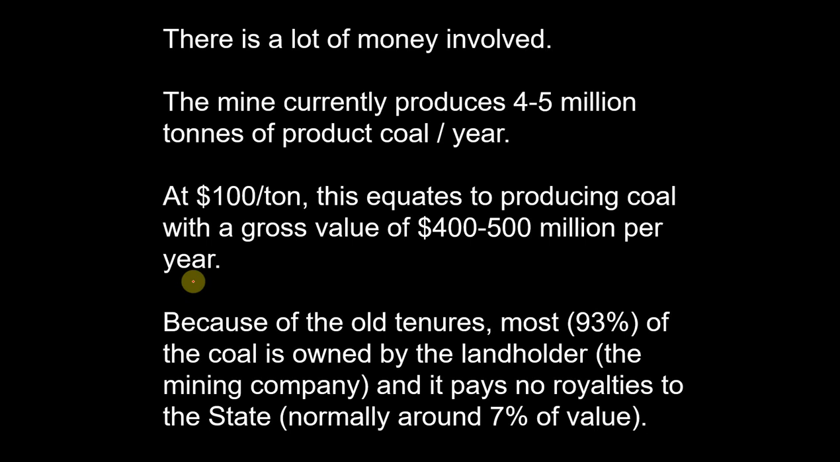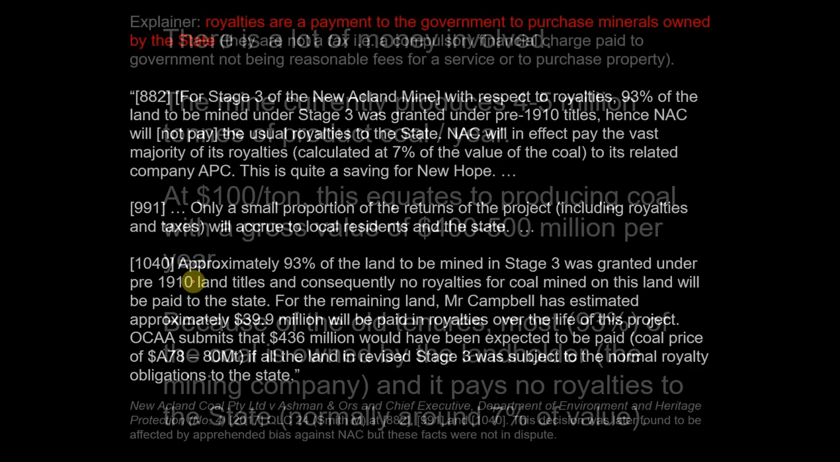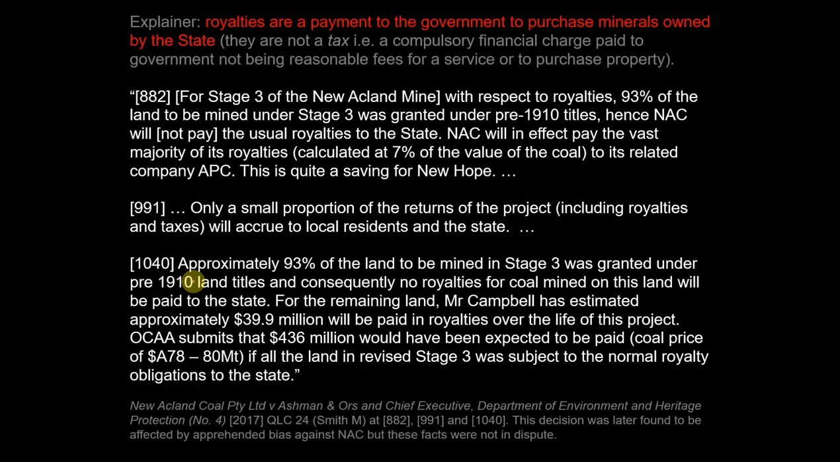So normally, for most tenures in Queensland, if you are a miner, you normally pay about 7% of the value of your product to the state government. And royalties are a payment to government to purchase minerals owned by the state. They're not a tax in the sense of a compulsory financial charge paid to the government.